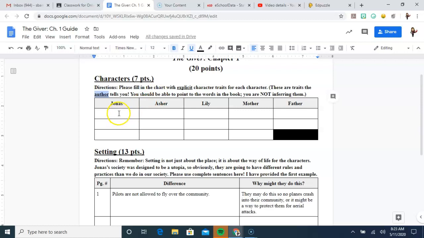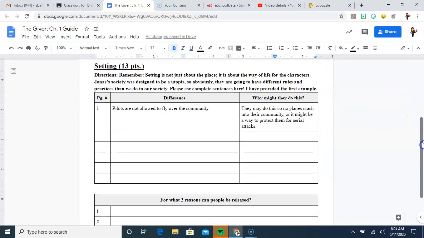So your main character is going to be Jonas. And by the way, there are more than 3 traits for each of these characters, but I limited it to make sure that you're kind of focusing on the big ones. So look for who they are, how they feel, okay, titles they're given, that sort of thing. Lily, mother and father. So you're going to have these characters that you want to look for in the book, in the first chapter. And again, there's going to be way more than 3 or 2 for some of these characters, but I want you to limit it to that. And we're looking for explicit again, what the author tells you, not what you're guessing.